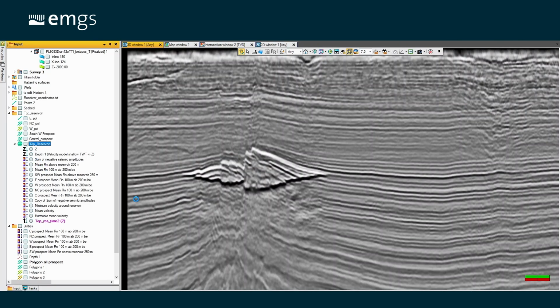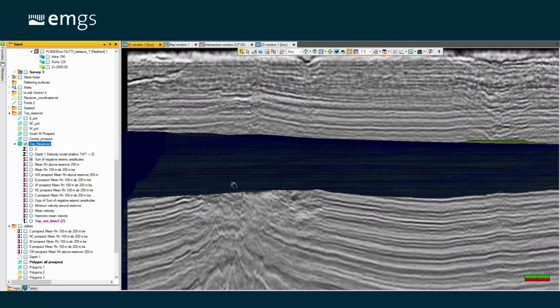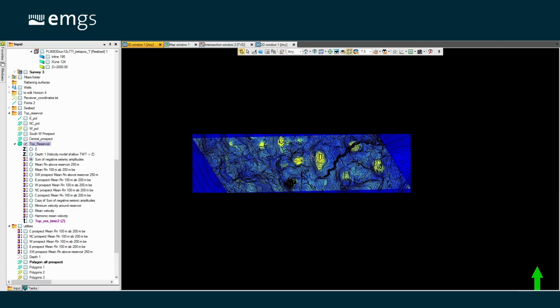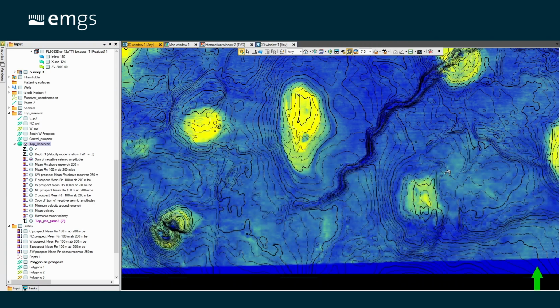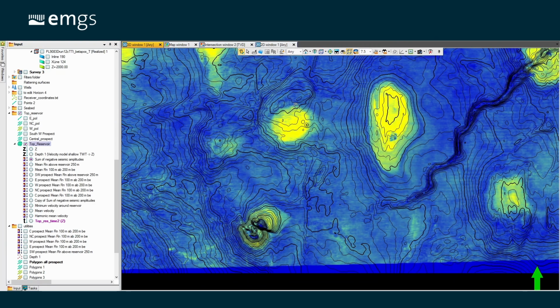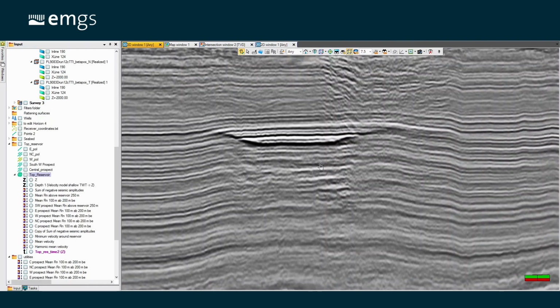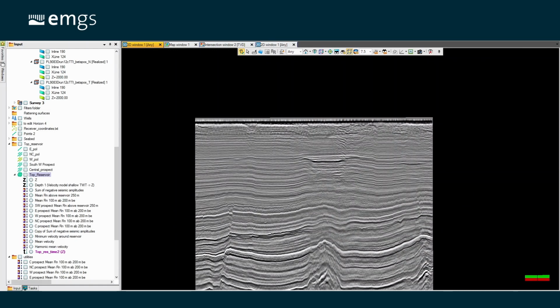Let's look at another one of these. Let's go to the map of some of the negative amplitudes below the top reservoir. Let's look at this from above. And let's look at this prospect here, which we've called Northwest Prospect. Very much the same picture as before. An anticline developing due to a salt dome underneath.